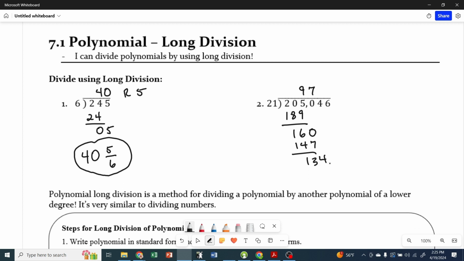21 goes into 134 6 times. So that'd be 126. And we subtract 134 minus 126. We get 8. Bring down the 6, and 21 goes into 86 4 times. So that would be 84 here. And so we have a remainder of 2. So our answer is 9,764 and 2/21sts.